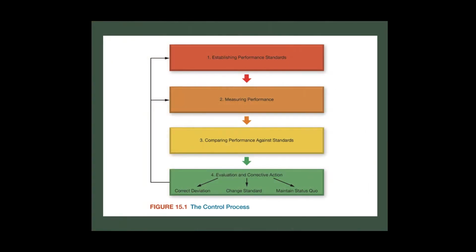And here is an illustration from the textbook of how this all works. Figure 15.1 in the textbook, you see here, step 1, you establish your stated standards. And then number 2, you measure what your actual performance is. And then after comparing performance against standards, you get to decide, am I going to correct the deviation? Am I going to change the standard? Or am I going to maintain the status quo?